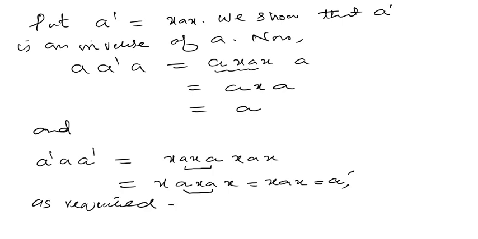तो अगर A रेगुलर एलिमेंट होगा तो इसका इनवर्स हमेशा एग्जिस्ट होगा. कन्वर्सली अगर A का इनवर्स एग्जिस्ट होगा तो ये A रेगुलर एलिमेंट होगा.